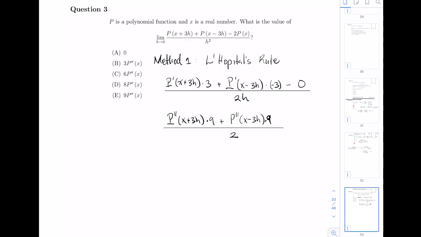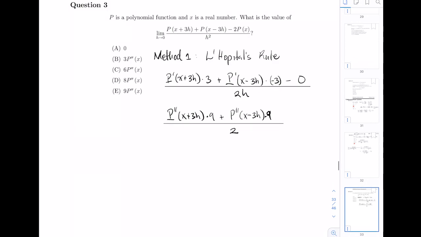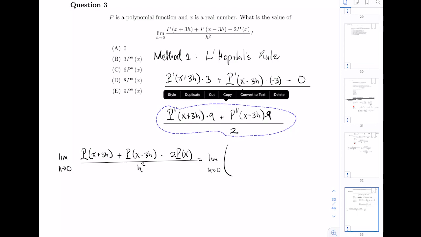Now that I've differentiated both denominator and numerator twice, I can now say that the limit as h approaches 0 of p of x plus 3h minus p of x minus 3h, is that a minus? Nope, it's a plus, minus 2p of x, divided by h squared is the same as the limit as h approaches 0 of, I'm just going to copy down my expression here.